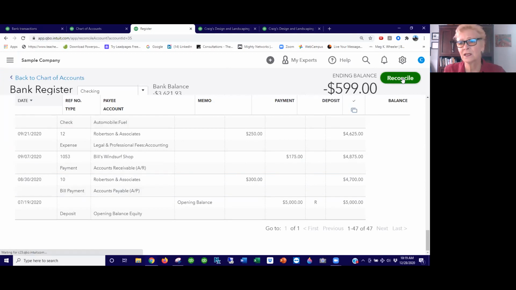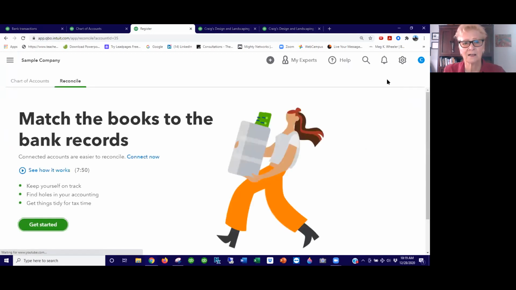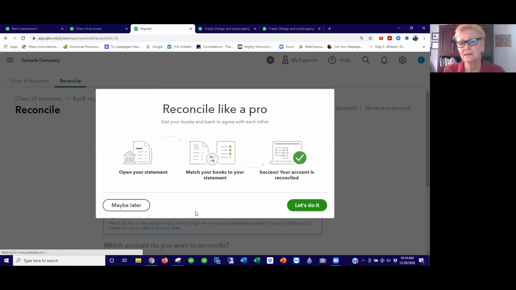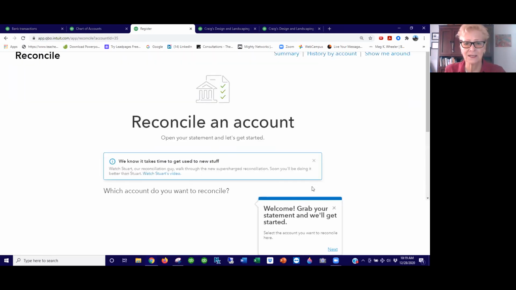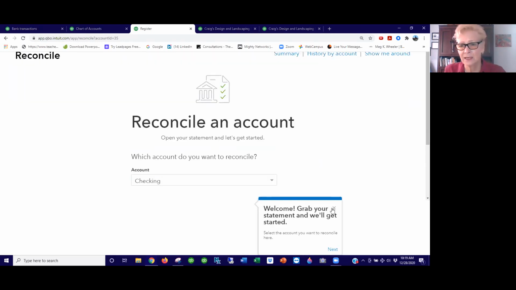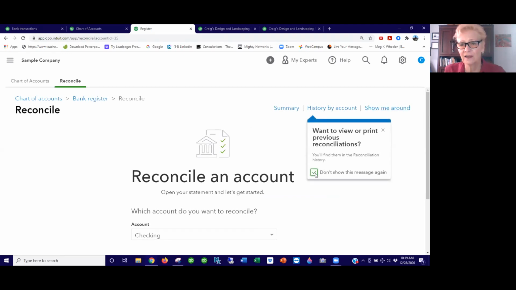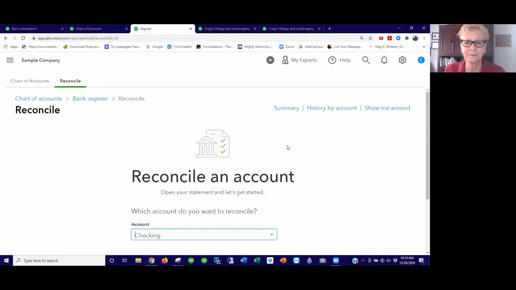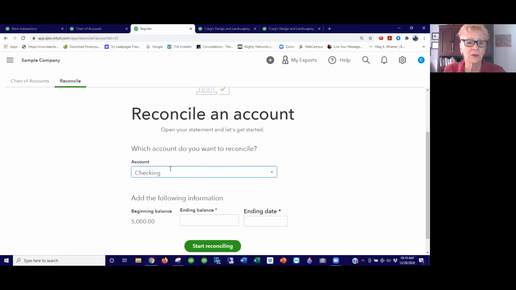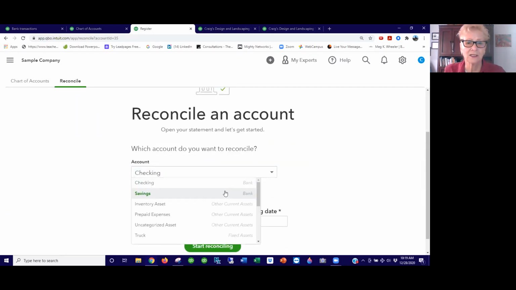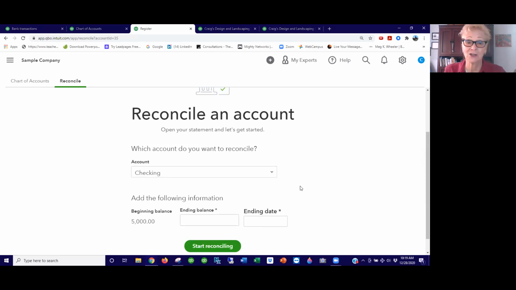And there's a big green button up here that's called Reconcile. And we're going to get started. It has a little video. The video is actually worth watching if you get confused on the technical point and click. Let's do it. It says it's going to take time. Now, what you will find is there's a lot of messages in QuickBooks Online, and some of those will turn off. So we're going to reconcile our checking account. You should also reconcile your savings accounts, your credit card accounts, your loan accounts. Those would be the major ones that I'd start with.